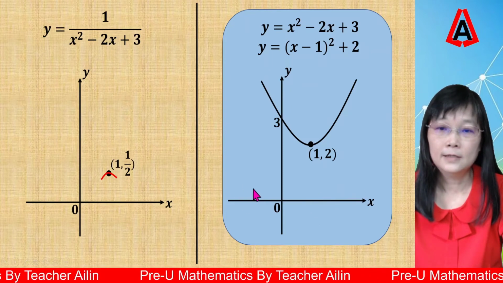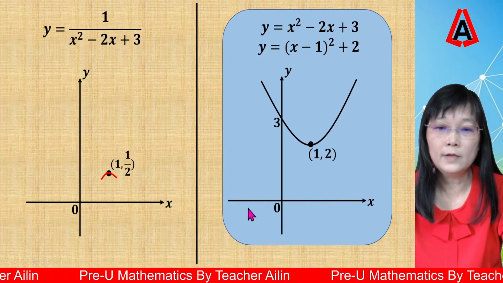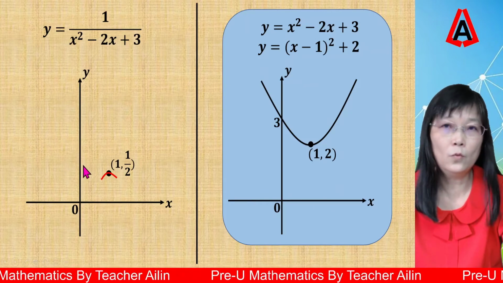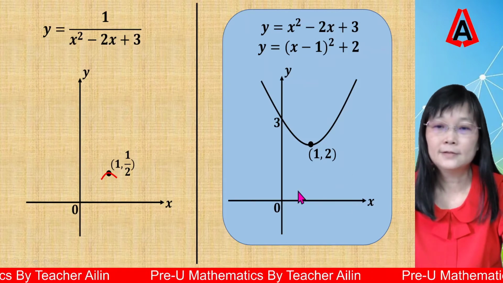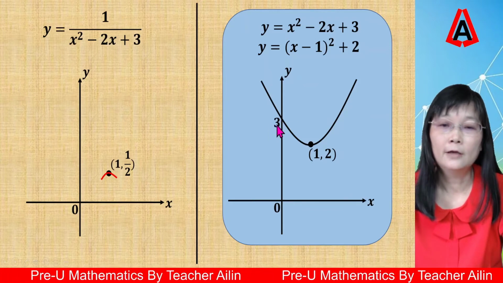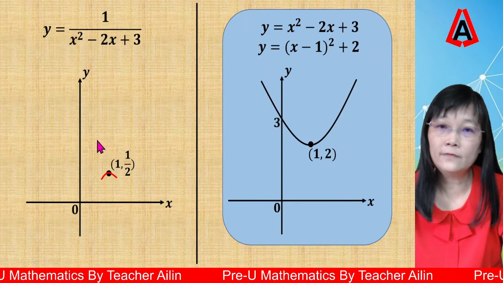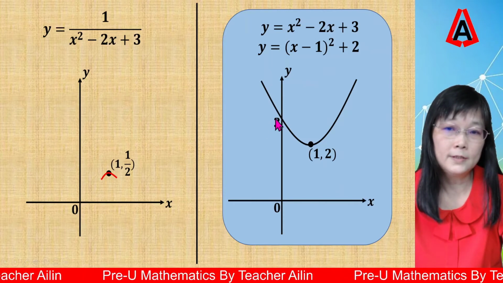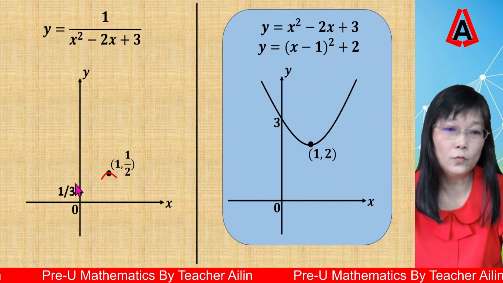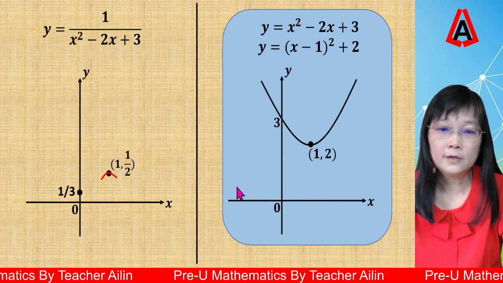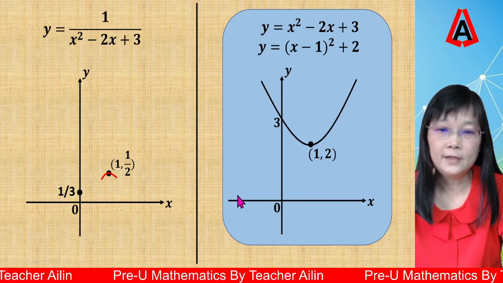Next, this graph has no x-intercept, so the reciprocal function has no vertical asymptote. Then the y-intercept is 3. When converted to the reciprocal function, it is still the y-intercept, but the value of the y-intercept becomes 1 over 3. Next, we consider the infinity.